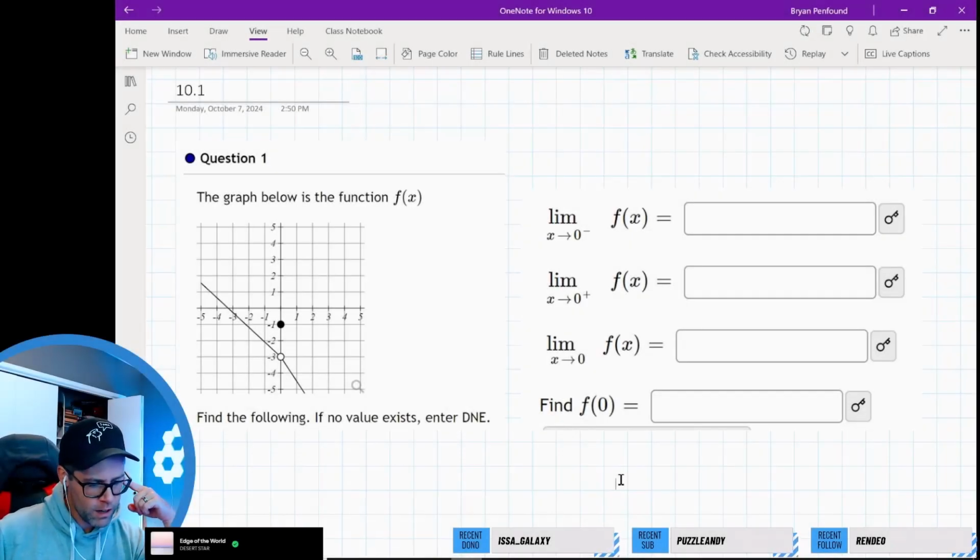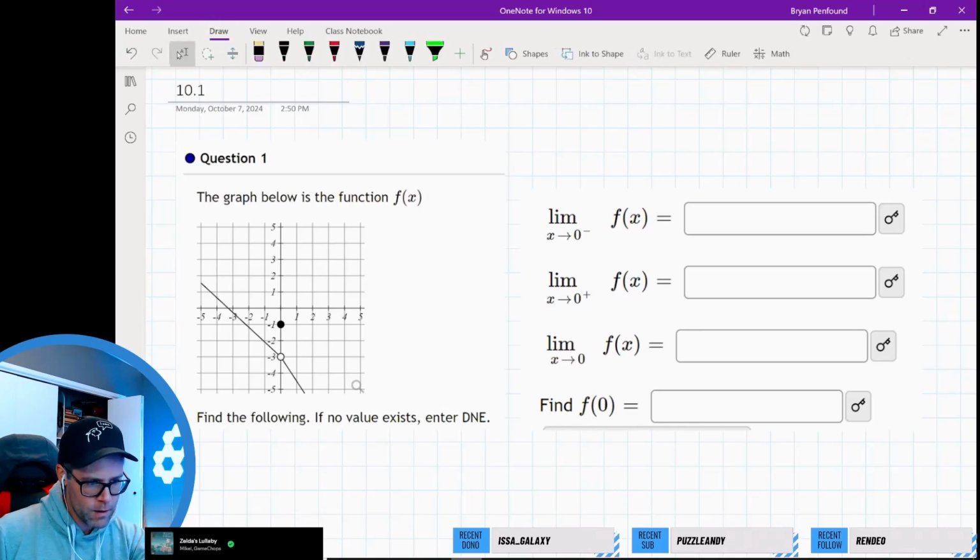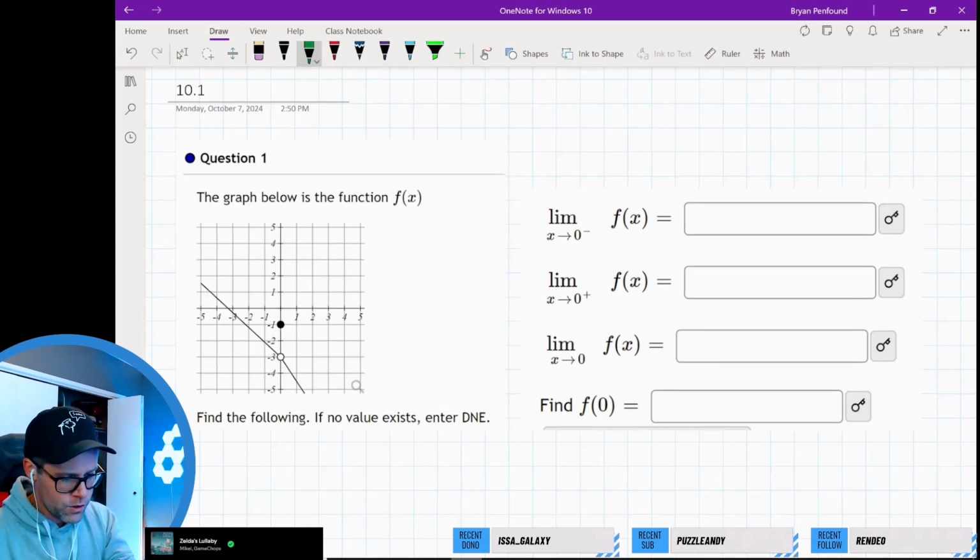So it says find the following. If no value exists, we can put DNE. So we're going to look, okay, so this is all happening as we approach x is equal to 0. So we're going to take a look at the limit as we get close to 0 from the left side.